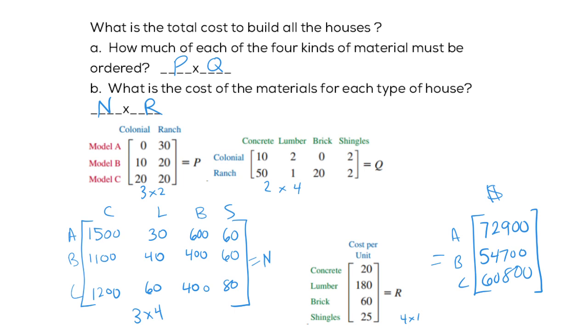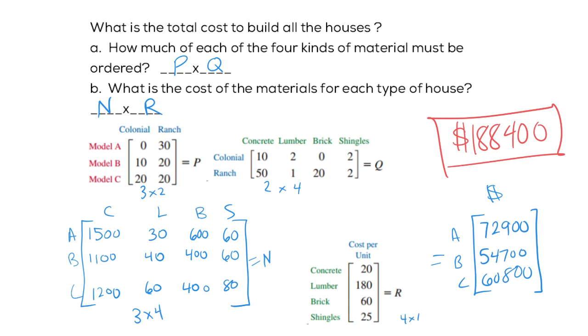Okay, and then we have to actually answer what the question is. What is the total cost to build all the houses? All right, so that just means you have to add up all of these numbers, which I already did for us. And so our final answer is 188,400 to buy these supplies for the 100 houses.